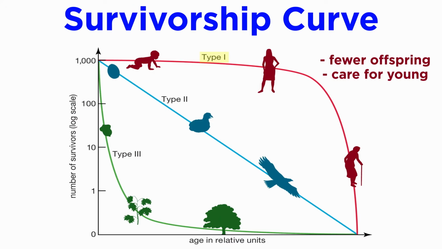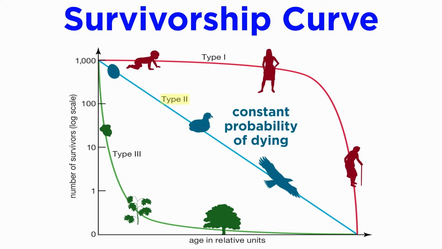Species like humans and other large mammals, which have fewer overall numbers of offspring but invest time and energy into caring for the offspring, display a type 1 survivorship curve, a relatively flat curve that reflects low juvenile mortality, with most individuals living to old age. A constant probability of dying at any age is called a type 2 survivorship curve. Lizards, birds, and rodents are on this curve.